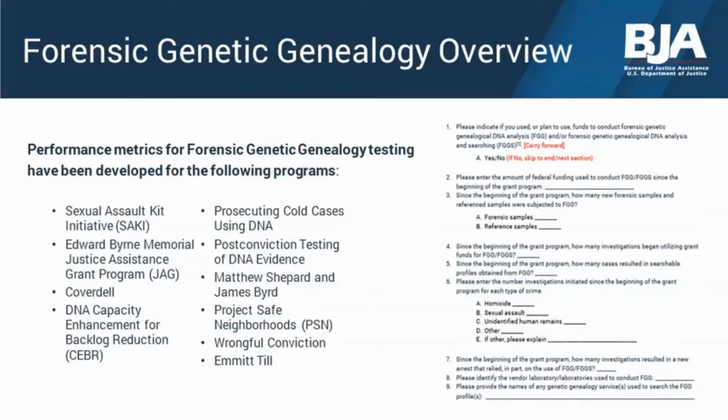I have all of the programs, but some of them include the Sexual Assault Kit Initiative, the Memorial Justice Assistance Grant Program, and also wrongful conviction. Here is a snapshot of what the questions will look like as part of the reporting when funds are used for FGG. Next, we'll dive into the questionnaire and also talk about the spreadsheet that is required for case level information.